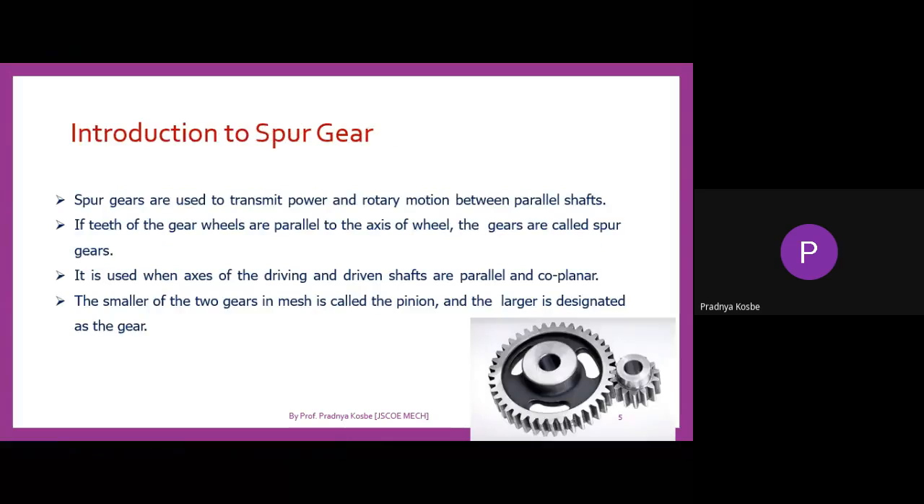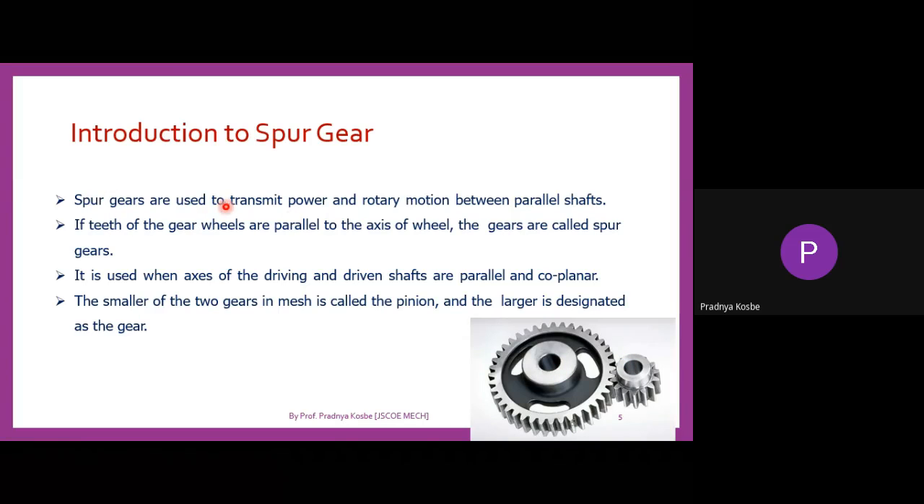Now we'll see spur gears. If you can see over here, this is the small gear, and this smaller gear is known as a pinion and the larger gear is known as a gear. And if you see this position, this is the position for the shaft, and you can see these are parallel to each other.